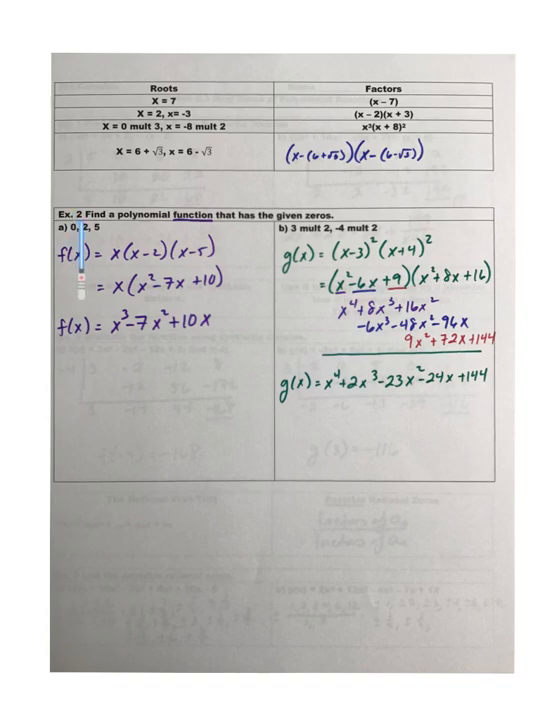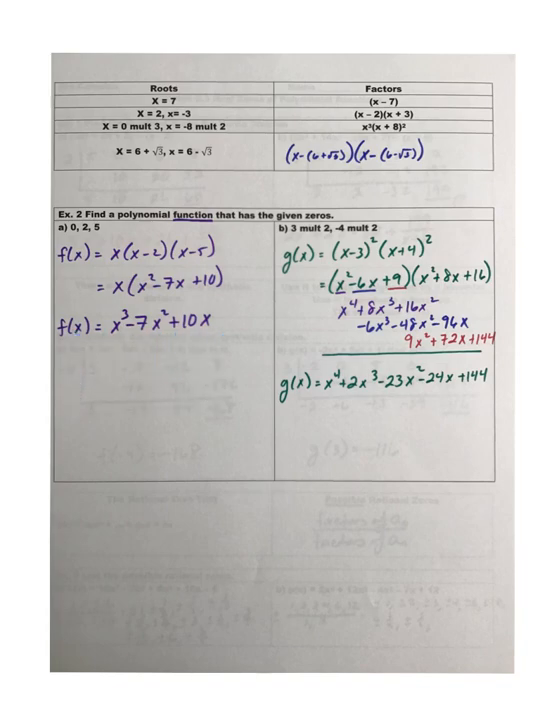All right, so example 2, find a polynomial function that has the given zeros. So the zeros are 0, 2, and 5. So 0 just gives us an x by itself. 2 gives us an x minus 2, 5 gives us an x minus 5. So I like to do the binomials first, so I'm going to distribute the x, distribute the negative 2, so we get x squared minus 7x plus 10. Now I'm going to distribute the x, and we get x cubed minus 7x squared plus 10x.